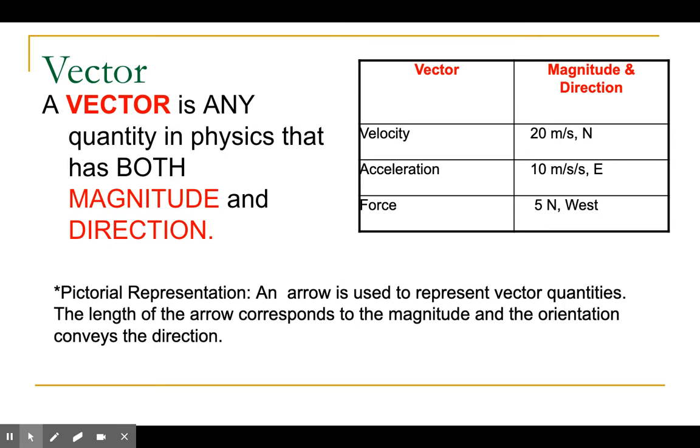We represent vectors pictorially. We can represent a vector using an arrow. The length of the arrow corresponds to the magnitude of that vector, and the orientation of the arrow conveys the direction of that vector. It can be due north, or northeast at an angle, depending on the orientation of the representation.